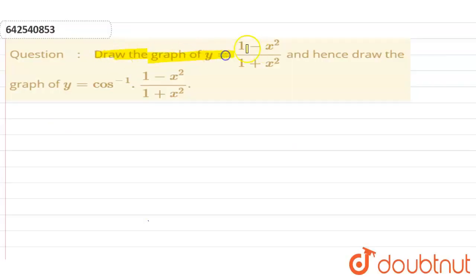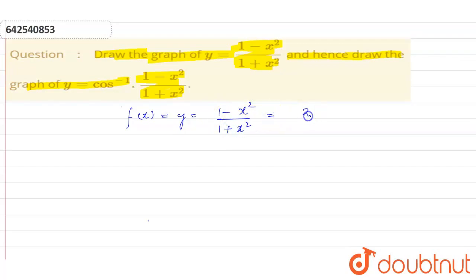Hello students, today's question is we need to draw the graph of y is equal to (1 minus x square) divided by (1 plus x square). Hence we need to draw the graph of y is equal to cos inverse of (1 minus x square divided by 1 plus x square). Now f(x) can be written as f(x) is equal to y, which is equal to (1 minus x square) divided by (1 plus x square).